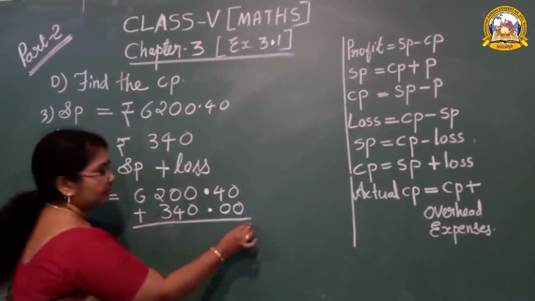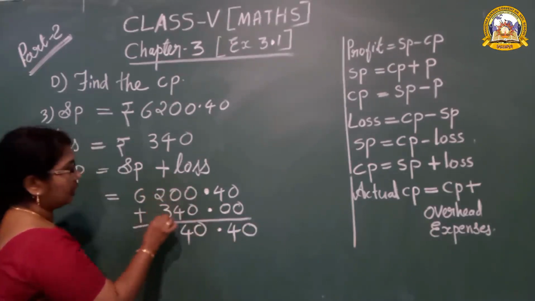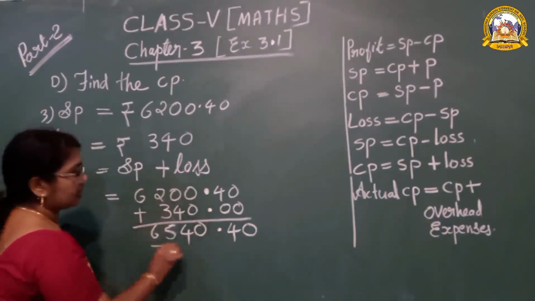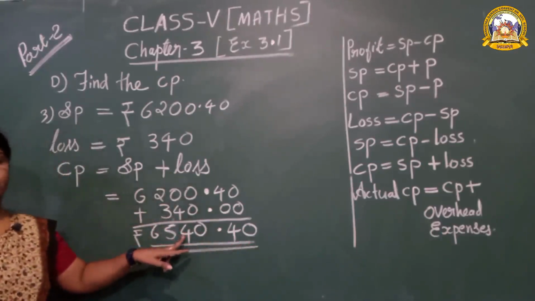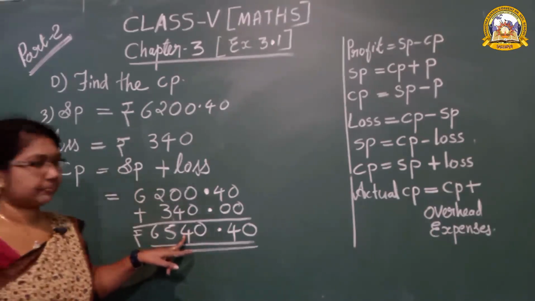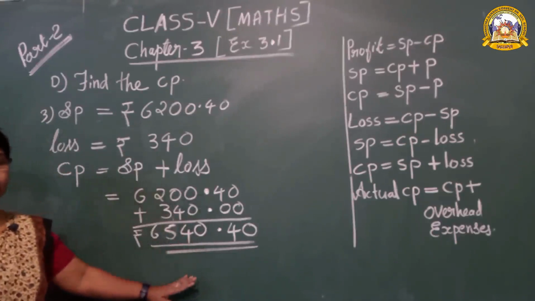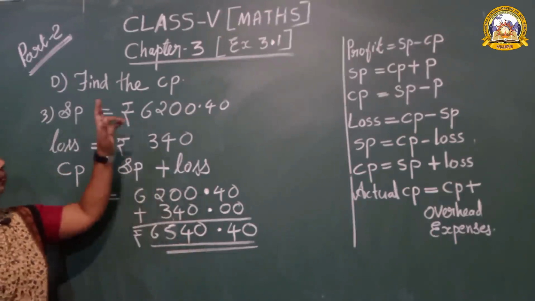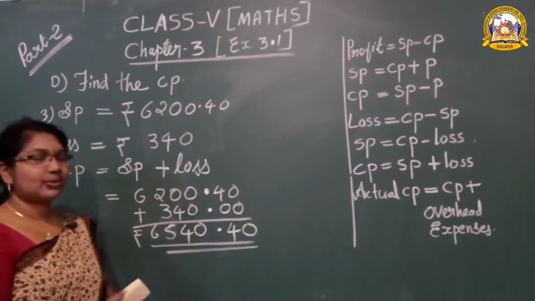Now 0, 4, 0, 4, 3 plus 2, 5, 6,540 is the cost price. What is the cost price? 6,540. Now 4 questions are there. One I showed. One is for profit and one is for loss. I think the remaining you can do as homework.